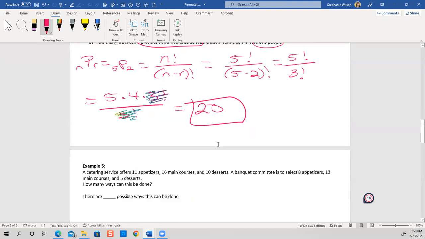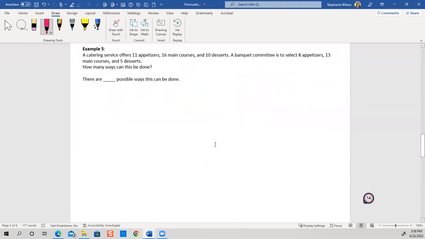Okay, let's do example 5. A catering service offers 11 appetizers, 16 main courses, and 10 desserts. A banquet committee is to select 8 appetizers, 13 main courses, and 5 desserts. How many ways can this be done?